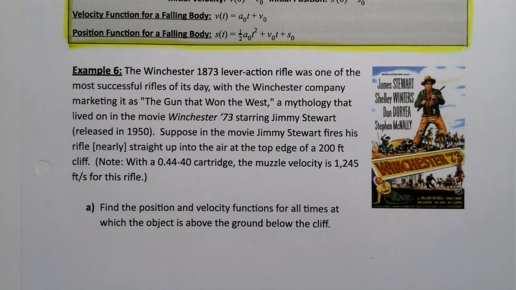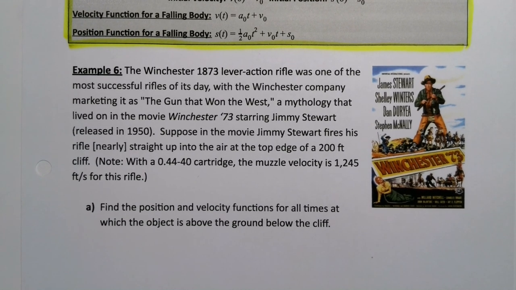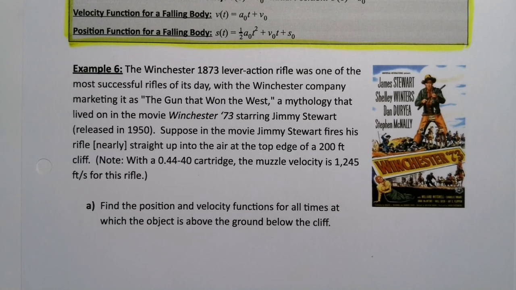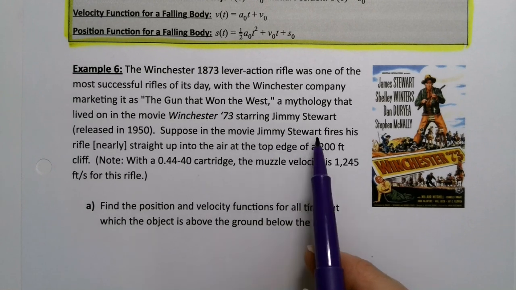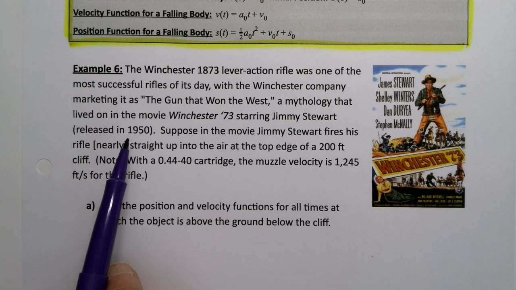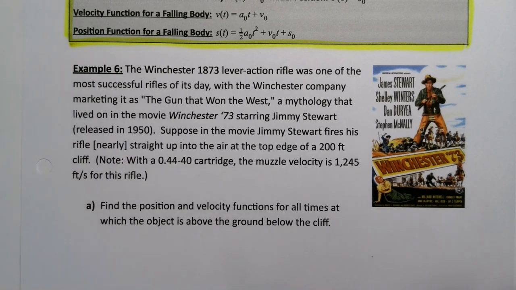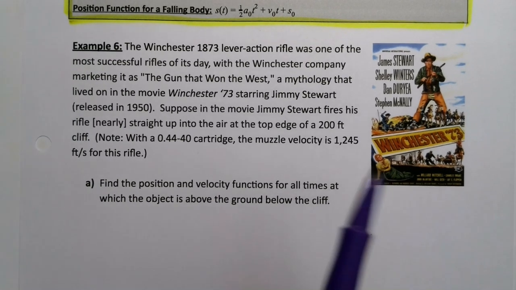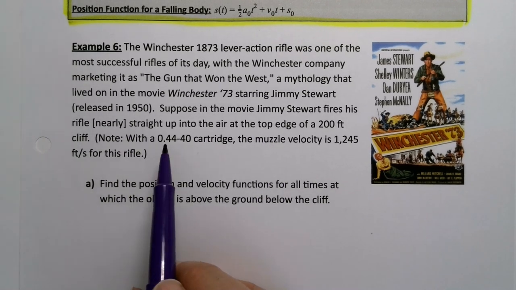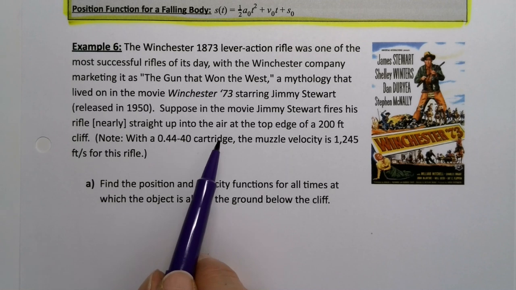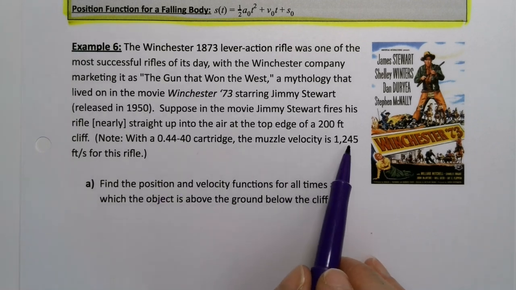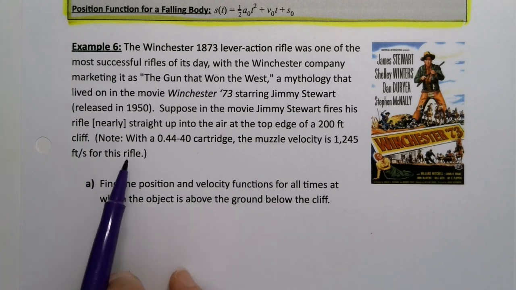So let's look at the Winchester 1873 lever action rifle. It was one of the most successful rifles of its day, with the Winchester company marketing it as the gun that won the West, a mythology that lived on in the movie Winchester 73, starring Jimmy Stewart, which I just happened to be watching when I was making notes, and it was released in 1950. Suppose in the movie, Jimmy Stewart fires his rifle nearly straight up into the air at the top edge of a 200-foot cliff. And notice with a 44-40 cartridge, there was a typo in an earlier version of the notes, the muzzle velocity is 1,245 feet per second for this rifle.